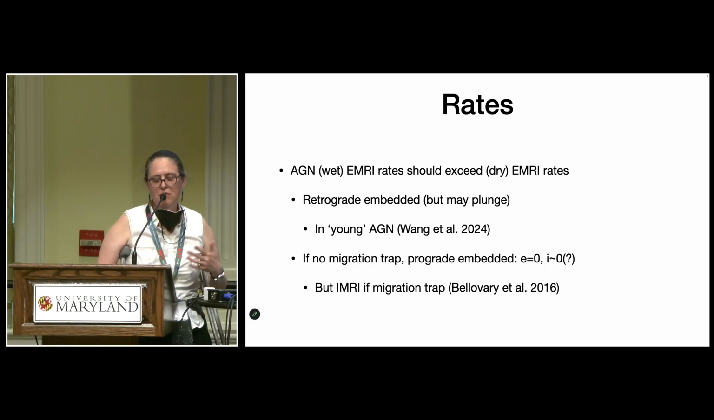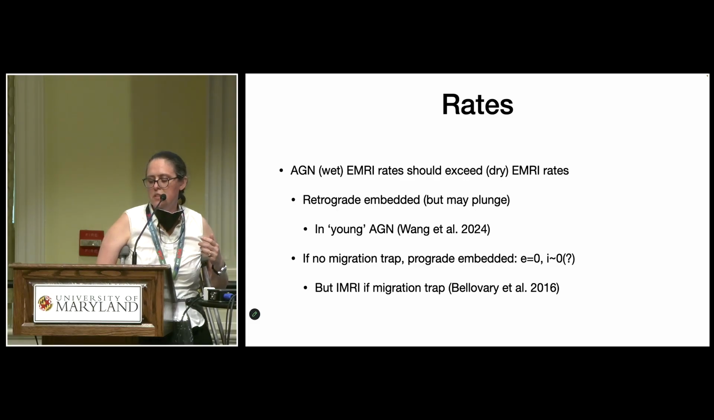I don't have time in my 25-minute talk to explain what a migration trap is, so you can ask me. I'm planting a question right now. If there are no migration traps in AGN disks, then prograde embedded EMRIs generated by AGN should come in at eccentricities really close to 0 and inclinations that are pretty coplanar with the disk, although GR can drive that up.